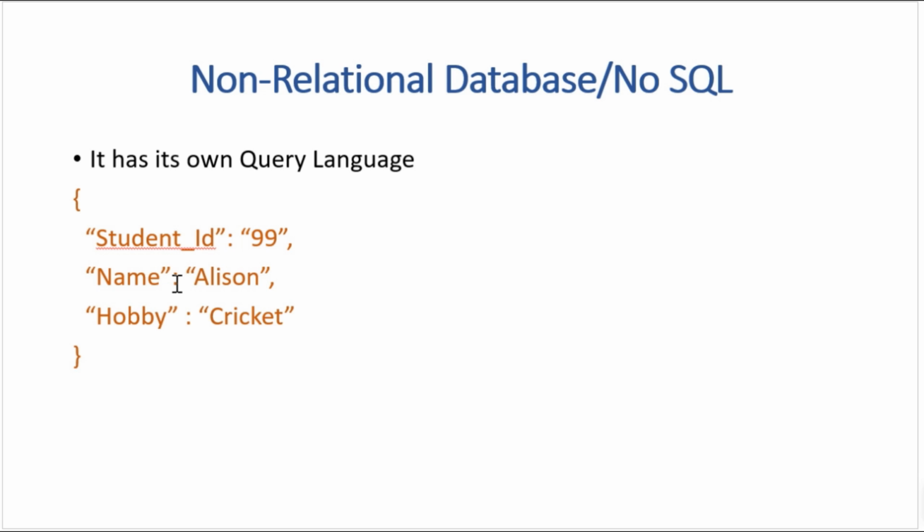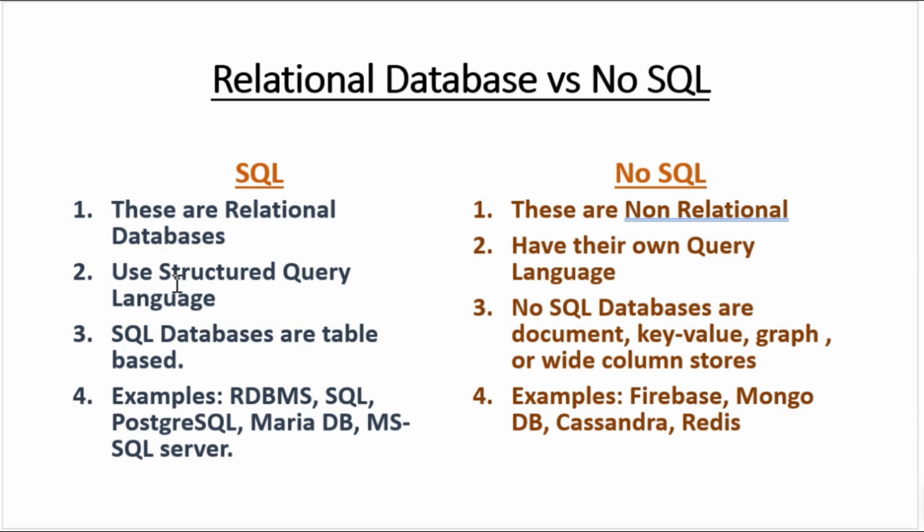Now, what is the difference between the relational database and the NoSQL or non-relational databases? As I suggested earlier, the SQL database is basically a relational database, and NoSQL is a non-relational database. SQL has a structured query language, which works with tables, right? And NoSQL doesn't have a structured language. It has its own query language and they use that, right?